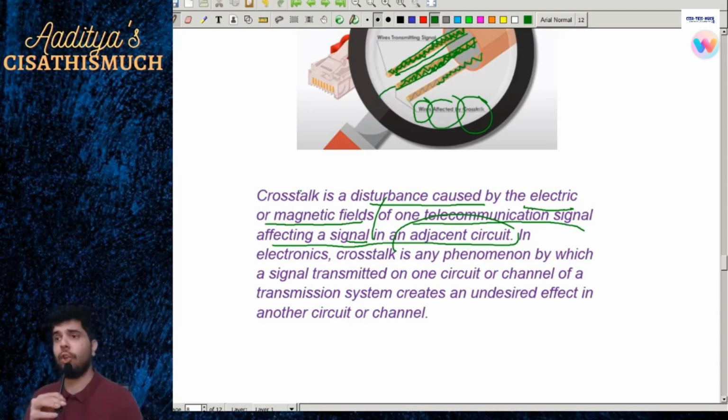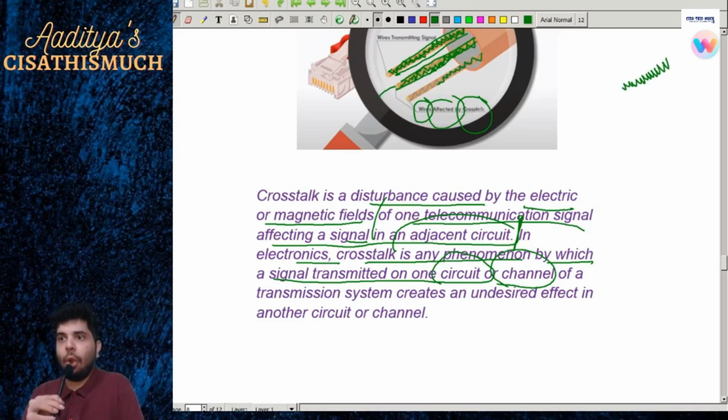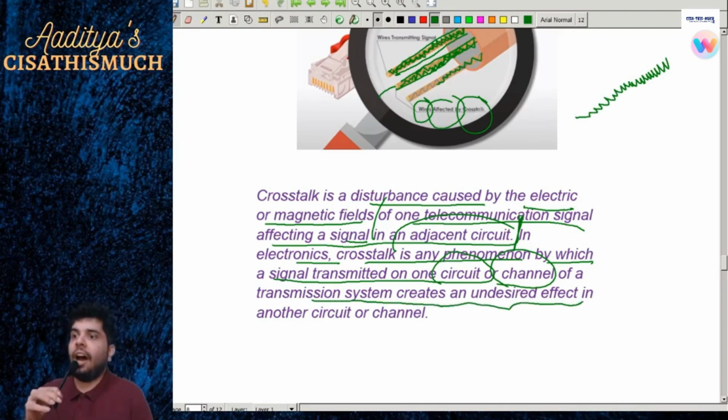Crosstalk is a disturbance caused by the electric or magnetic fields of one telecommunication signal affecting a signal in an adjacent circuit. In electronics, crosstalk is any phenomenon by which a signal transmitted on one circuit or channel of a transmission creates an undesired effect in another circuit or channel.